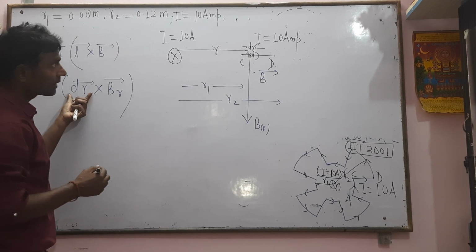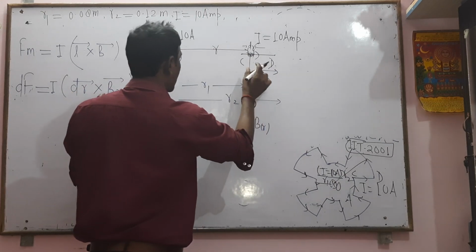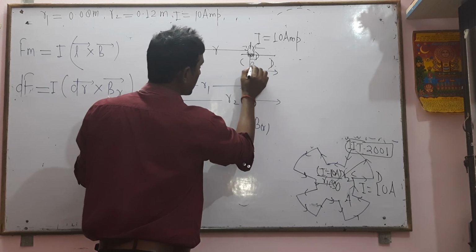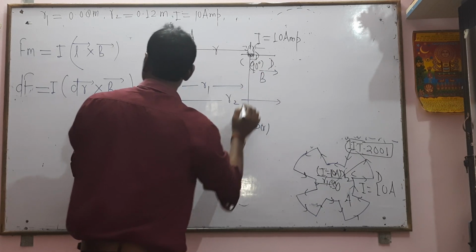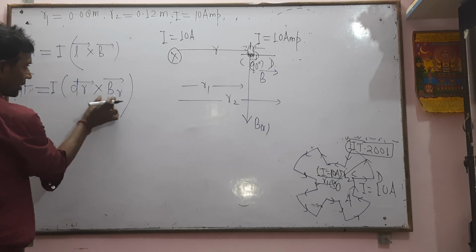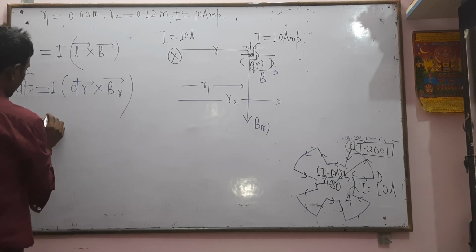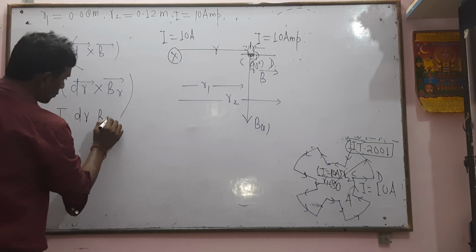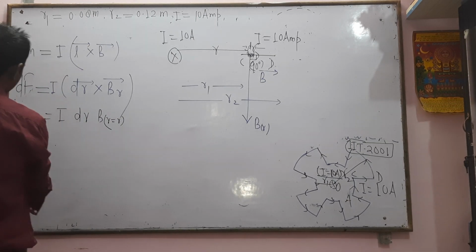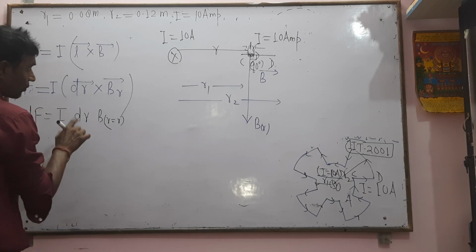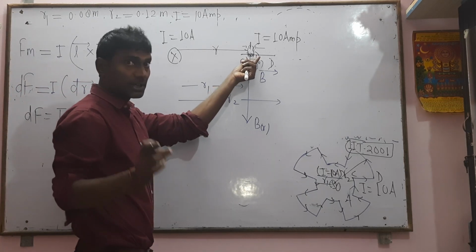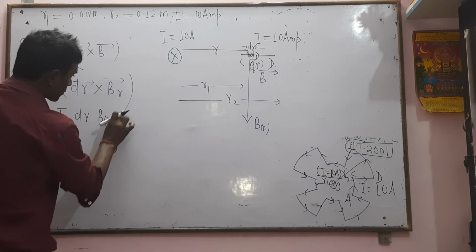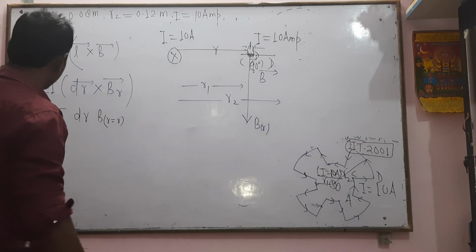The dr vector is to the right-hand side, and the magnetic field due to r is downward, so the angle must be 90 degrees. So mod A mod B sin theta implies I into dr into the magnetic field at r. This is the magnetic force on the small dr length: I dr times the magnetic field at r.